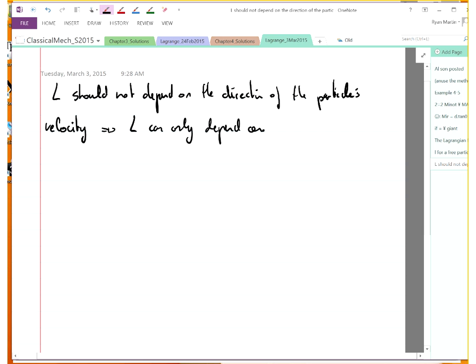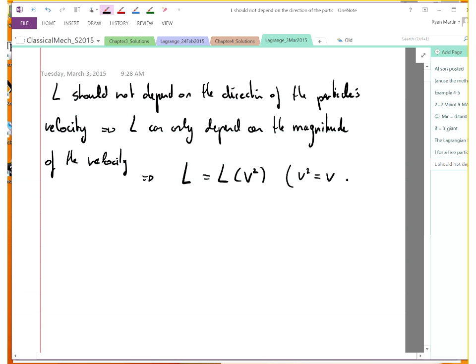So that means that L can only depend on the magnitude of the velocity. So L must be a function of v squared, not v. So the v squared really means v dot v, right?